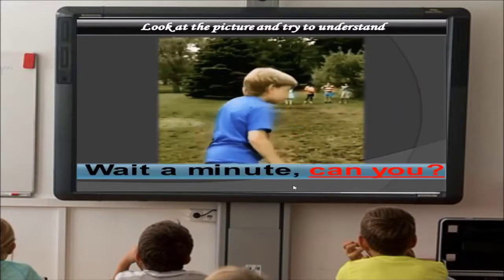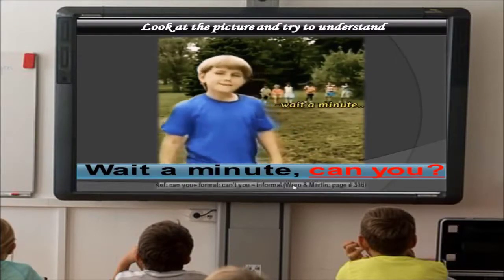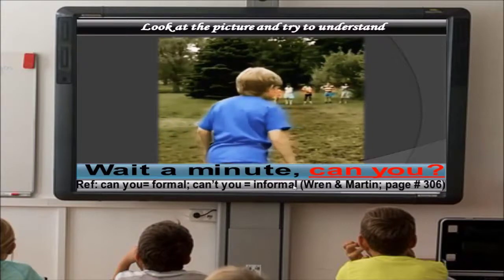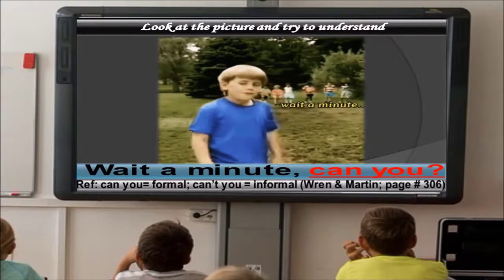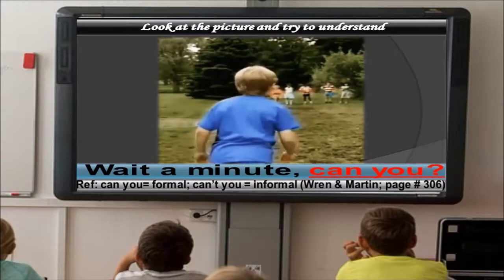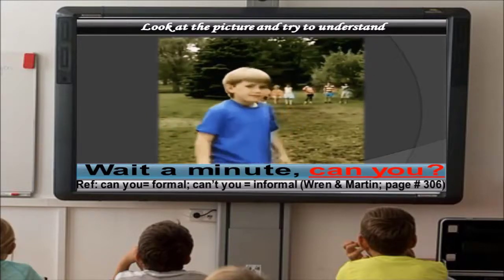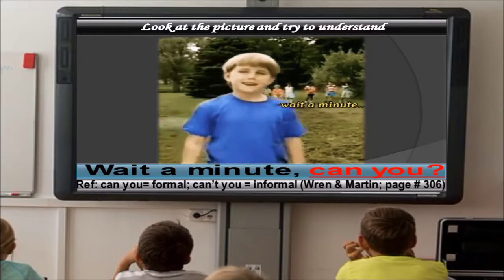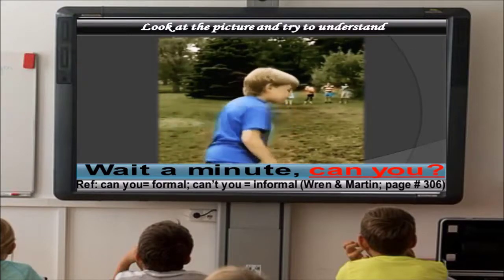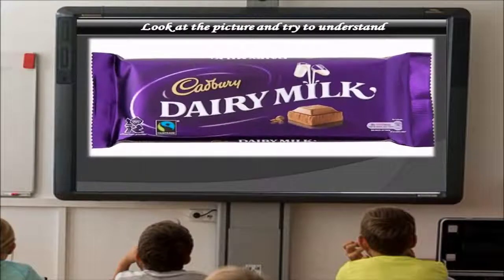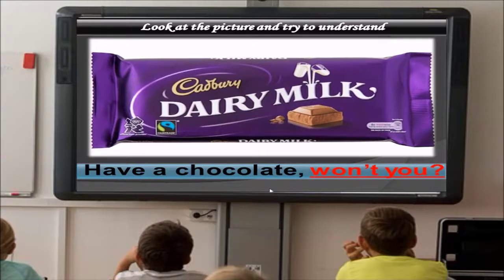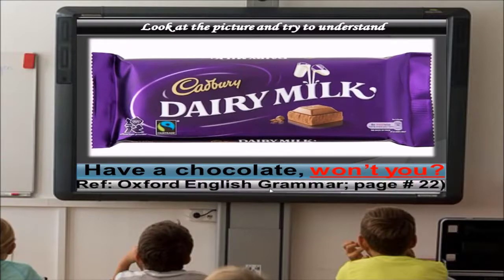Look at the picture and try to understand. Wait a minute. Can you? Reference. Can you equal formal and can't you equal informal language. It is also a communicative English grammar written by Green and Martin, page number 306. Look at the picture and try to understand. Have a chocolate, won't you? Reference. Oxford English Grammar, page number 22. Do you understand?